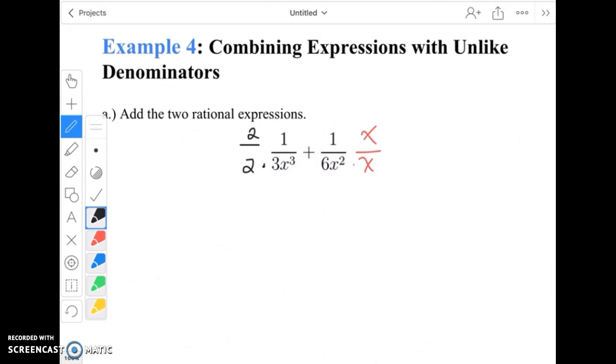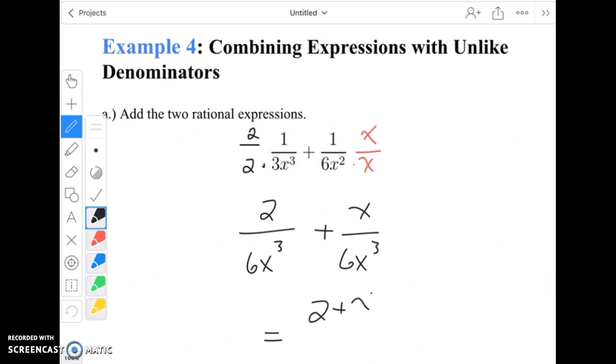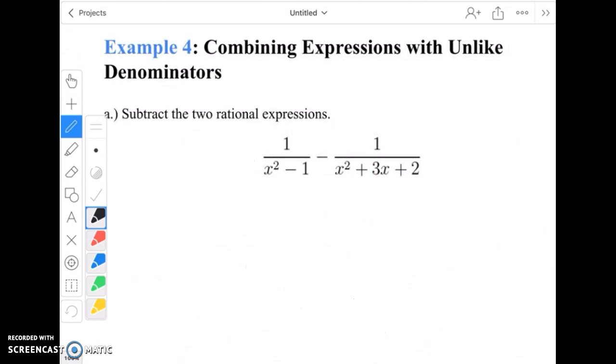So now we would have 2 times 1 is just 2 over 6x cubed plus 1 times x is just x over 6x cubed. And we could simplify this down to 2 plus x over 6x cubed. Okay? I'm going to leave this one for you. It's the same kind of concept. You just have to say, what are we missing after you have already factored those denominators down.